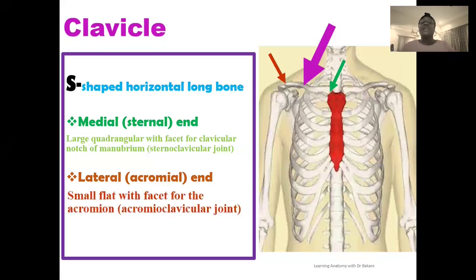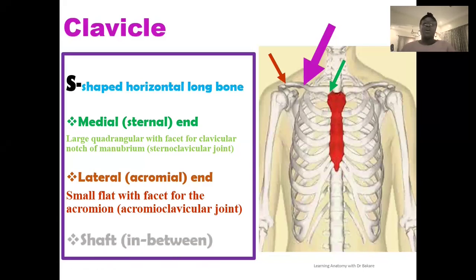If you go back to the lateral end here, it is flat. This acromial end is also seen with a facet that connects with the acromion of the scapula, and this is where they form the acromioclavicular joint. So you can see that the clavicle forms a joint around its medial end and also another joint around the lateral end, and this is where it is connecting to different bones around that space. So in between the two ends, we have the shaft or the body.